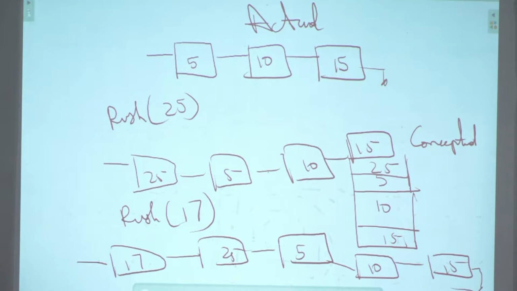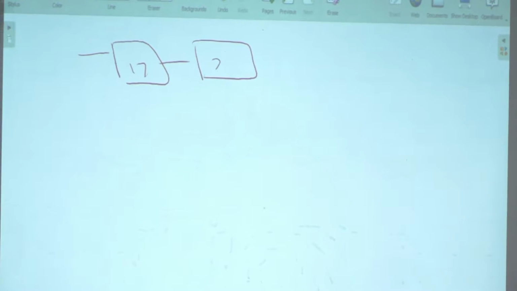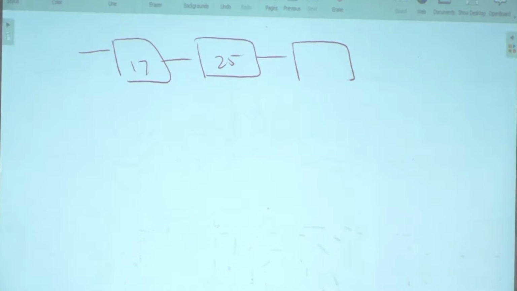Now, if this is my linked list, 17, 25, 5, 10, 15, let's go to the next page. So my linked list is 17, 25, 15, no?